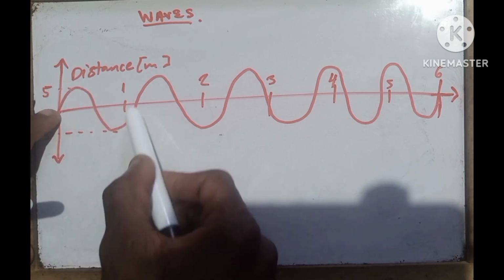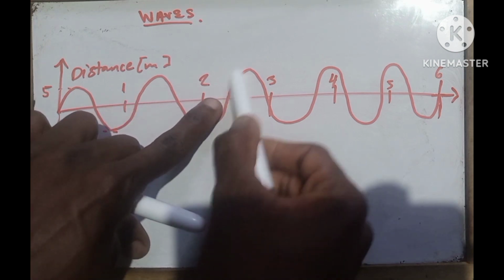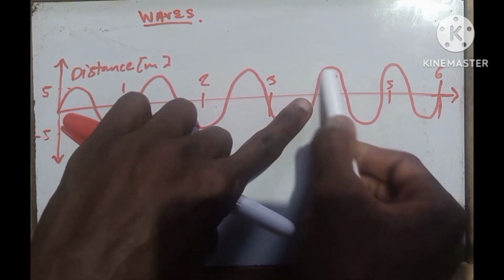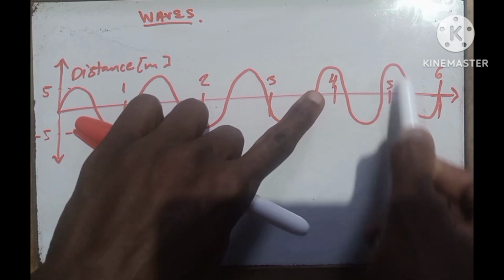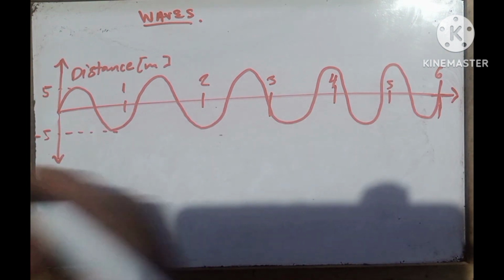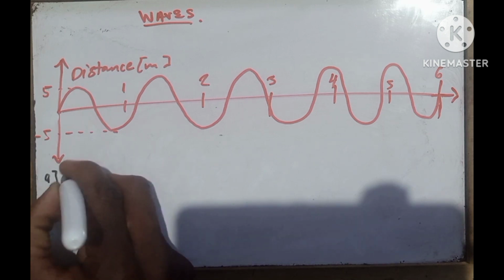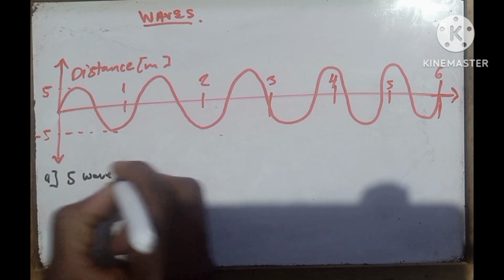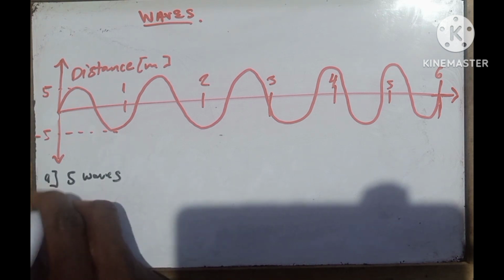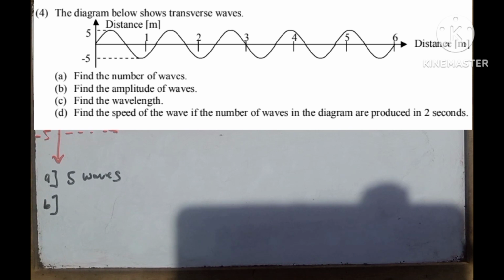So this is 1, 2, 3, 4, 5. So this diagram has 5 waves. So part A, we have 5 waves. And then part B is asking to find the amplitude.